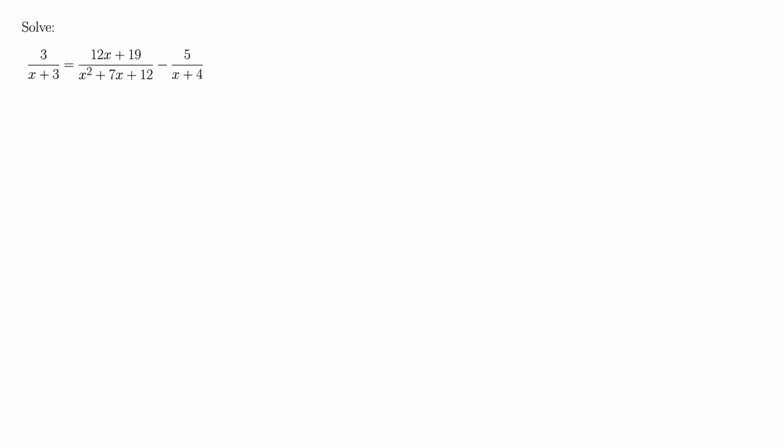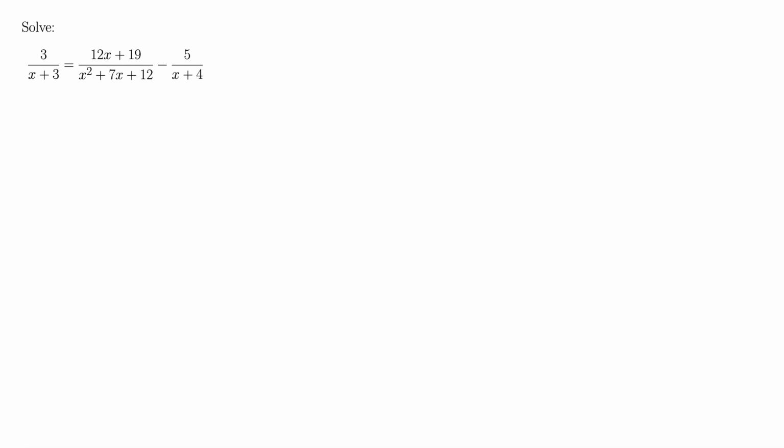Here's one for you to try. We have 3 over x plus 3 equals 12x plus 19 over x squared plus 7x plus 12 minus 5 over x plus 4. So I want to give a little bit of direction before we pause the video here.